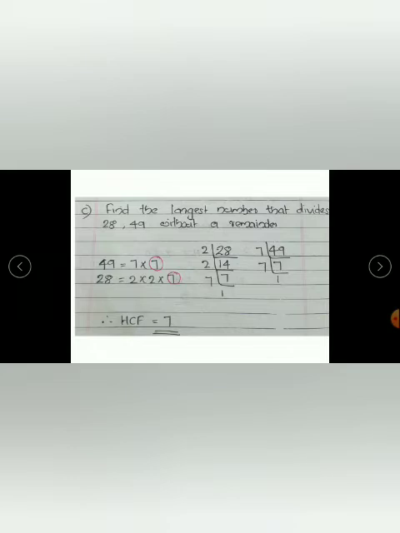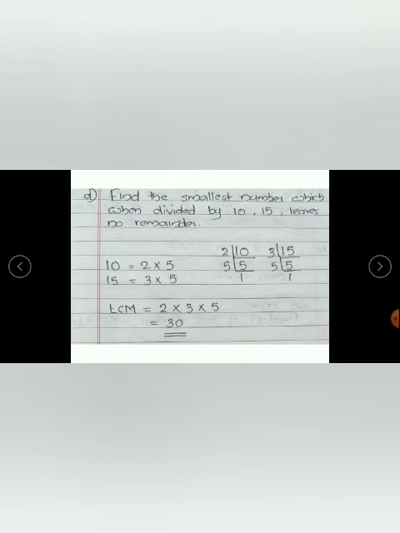Now what is HCF? Highest common factor. What is common? Here from the two factors only what is common? 7 is common. So the HCF of 49 and 28 is what? 7.